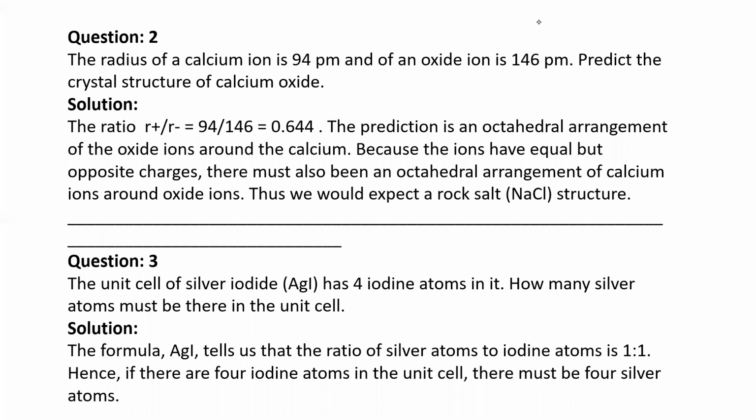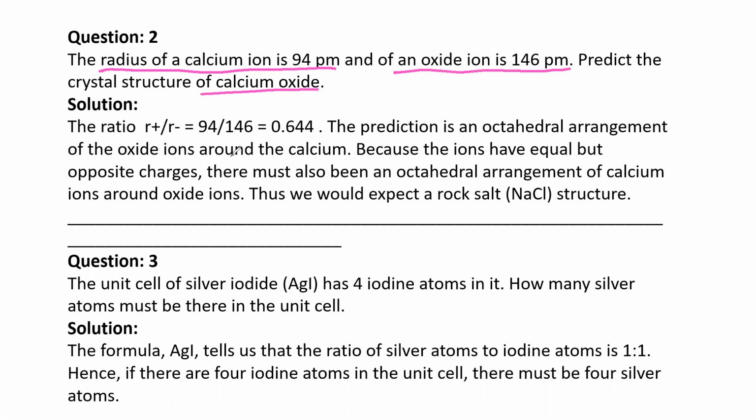Now these models already we have done in the last session. Still some more questions have come. These are all previous NEET questions. So the radius of calcium ion is 94 picometers, and of an oxide ion is 146 picometers. That is calcium and oxygen. Predict the crystal structure of calcium oxide.